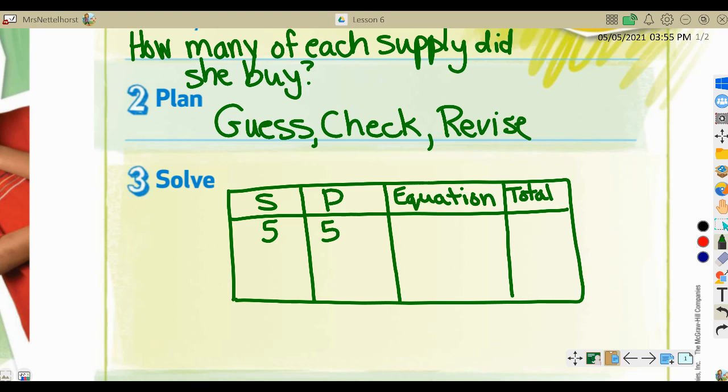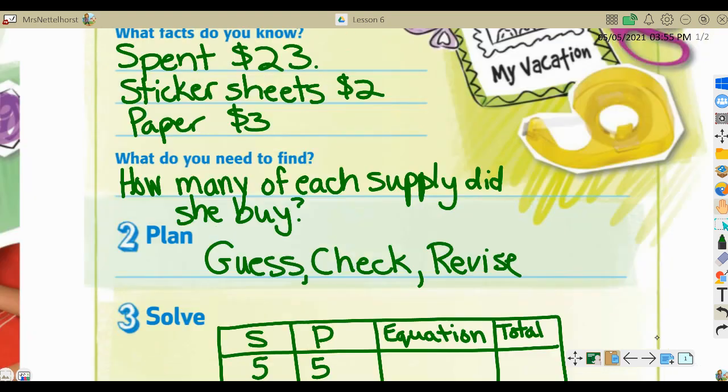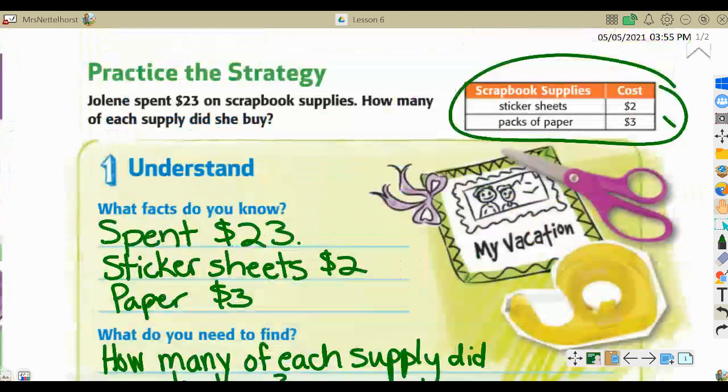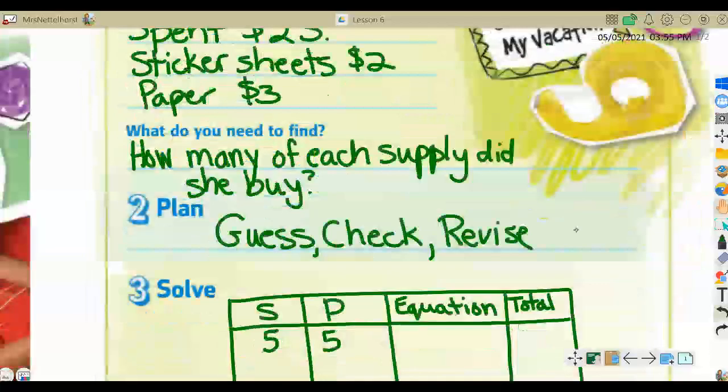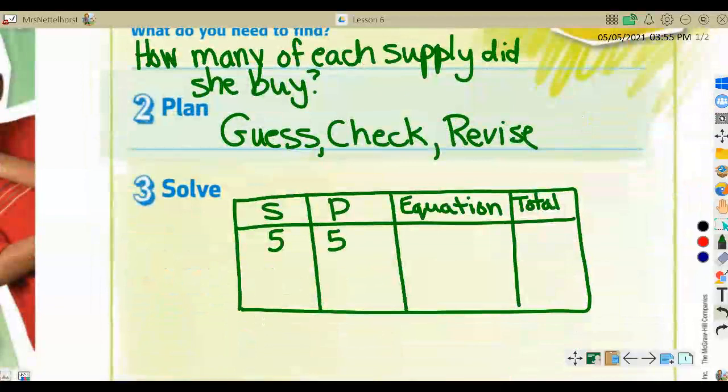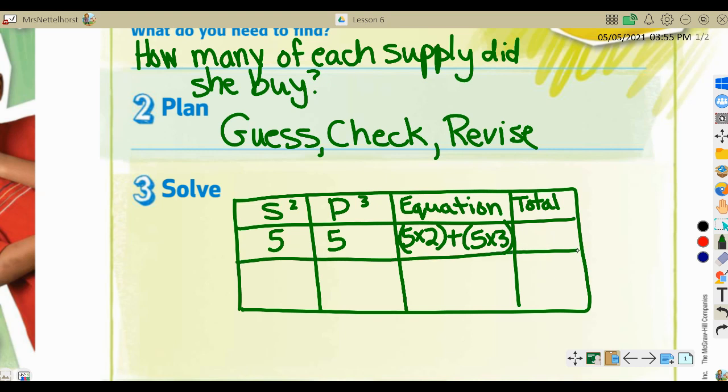Now the sticker sheets, if you look up here, are $2 and the packs of paper are $3. So I'm going to make a note of that so I don't have to keep scrolling up and down. These are 2 and these are 3. So my equation is going to be 5 times 2 plus 5 times 3. So 5 times 2 is 10, and 5 times 3 is 15. So 10 plus 15 is $25.